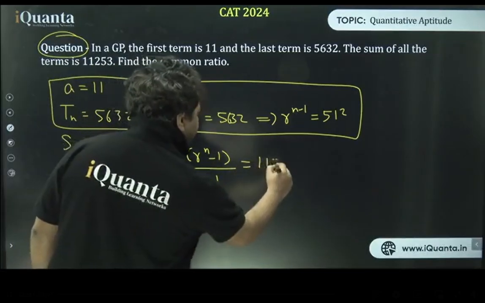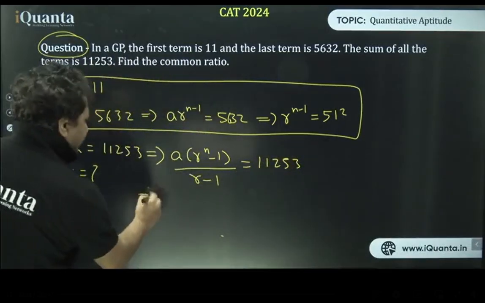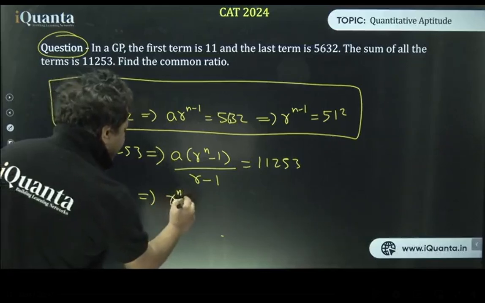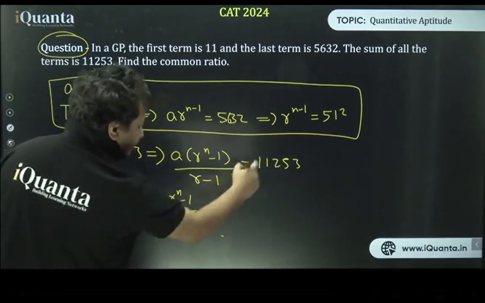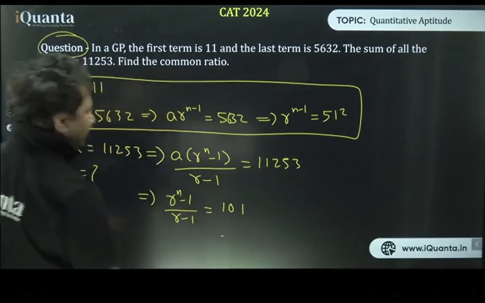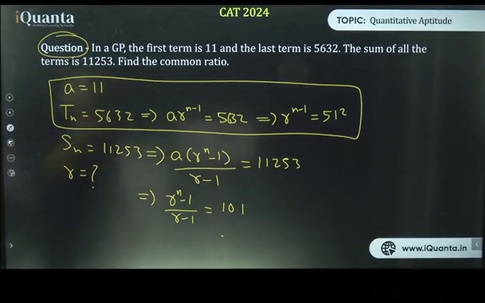So this is 11253. Okay. Now a is 11. So r to the power n minus 1 whole upon r minus 1. This a goes here, divides it. 11 1s are 11, 0 1. Divide हो पा रहा है क्या? नहीं हो पा रहा. डिवाइड नहीं हो पा रहा.